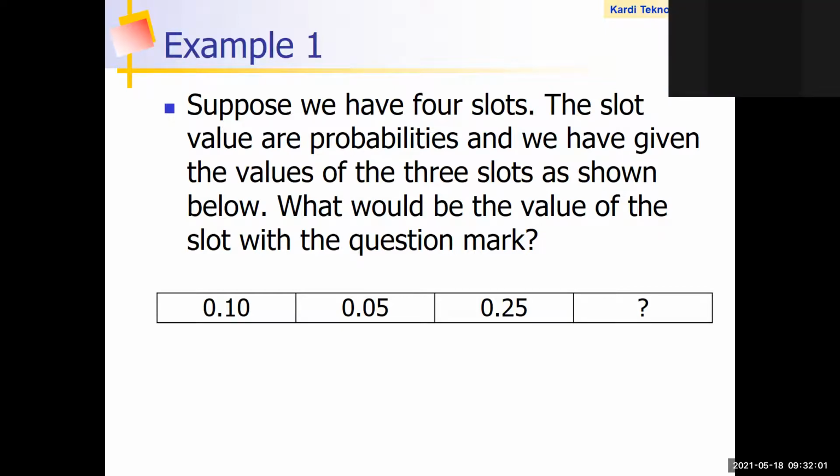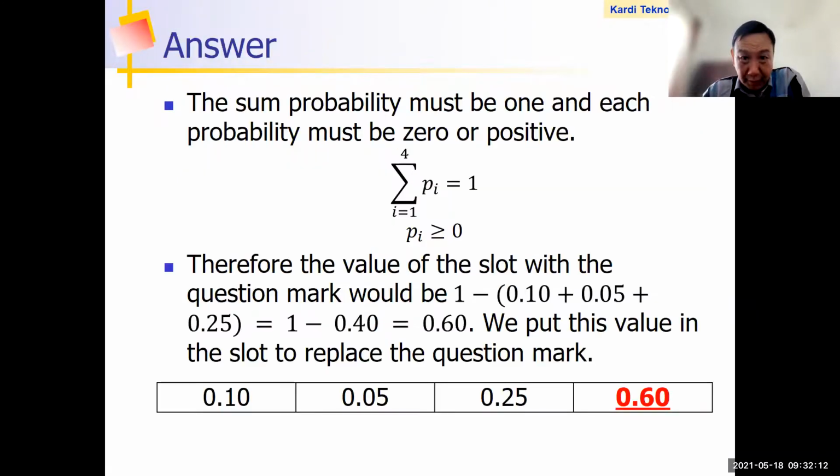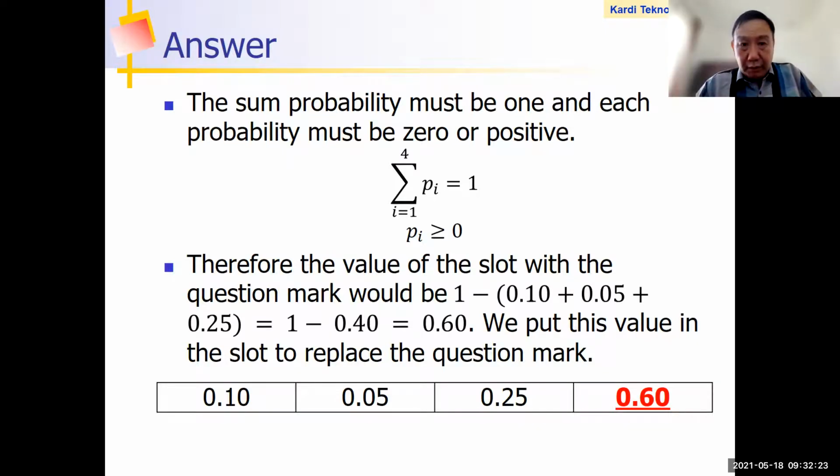So 1 minus 0.1 minus 0.05 minus 0.25. Correct. And right, so then you get 0.6, right? Okay. So this is what we discussed earlier. You have a degree of freedom of 1, so easily you can fill in. There is no missing information, right? Because the degree of freedom is 1 in this case.